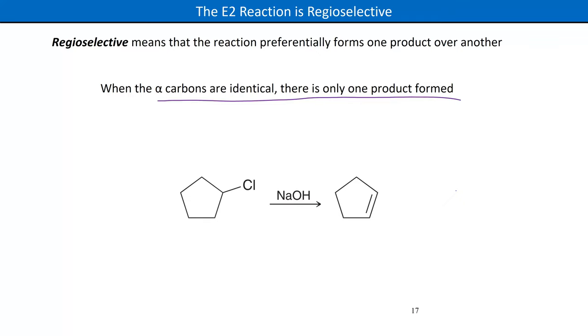Because it doesn't really matter which hydrogen gets pulled off, right? Both of our alpha carbons have the same number of hydrogens, and no matter which of those four hydrogens the base grabs, we're going to make the same product, right? And you're going to get cyclopentene. But as soon as one of these sides is different than the other, then we could wind up making two different products, right?